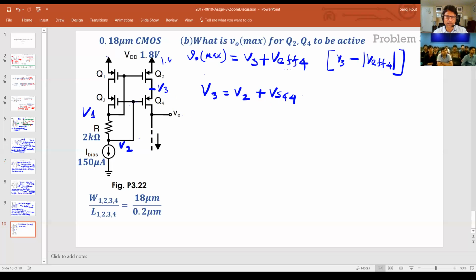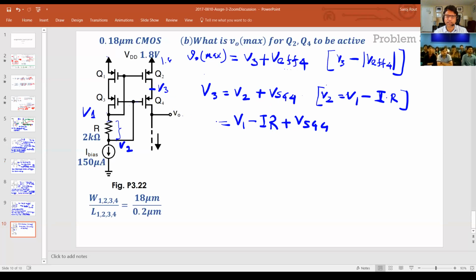And V2, you can see, is nothing but V1 minus the voltage across this resistor, right? So V2 is equal to V1 minus, I'm just going to call it I for now, that's I in, I out, it's the same thing, times R, right? So if I substitute over here, that's V1 minus IR plus VSG4. That's V3.